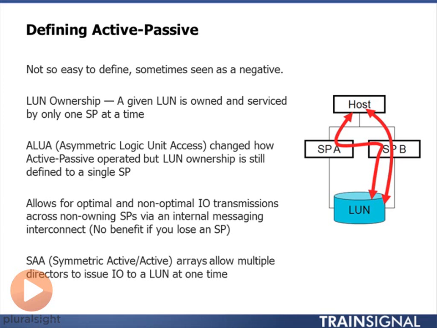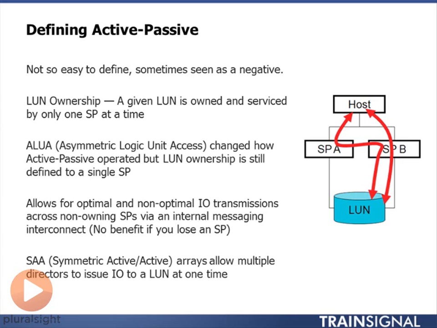Now, defining an active-passive array. At least from the Clarion perspective, if you ask anybody from EMC, they may say that the active-passive terminology went away when the CX went away and the VNX replaced it. It's hard to say that. Active-passive is really not as easy to define as you would think.